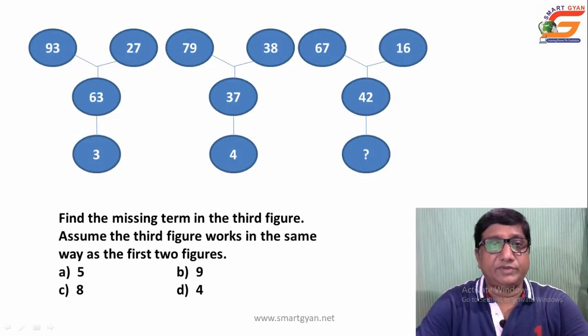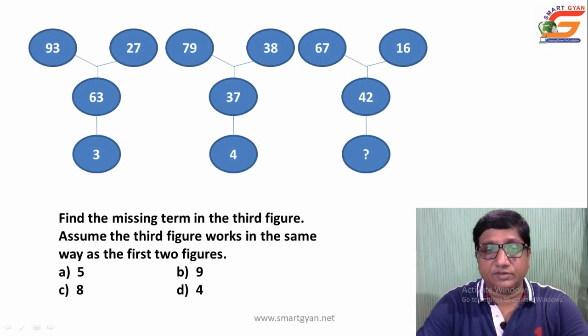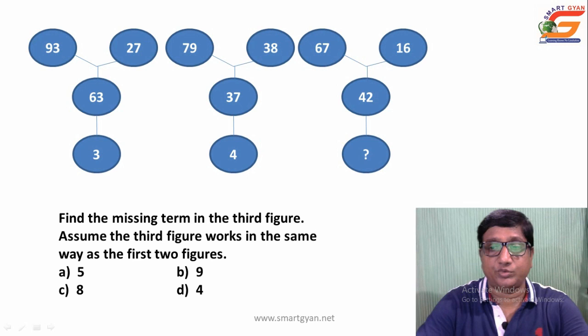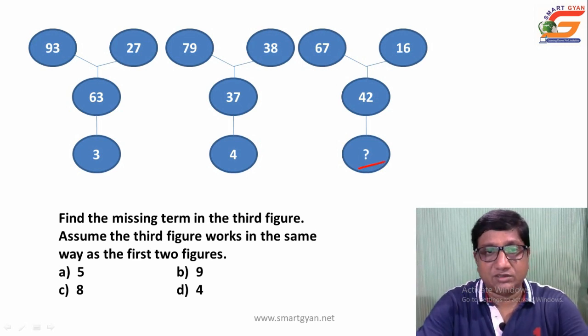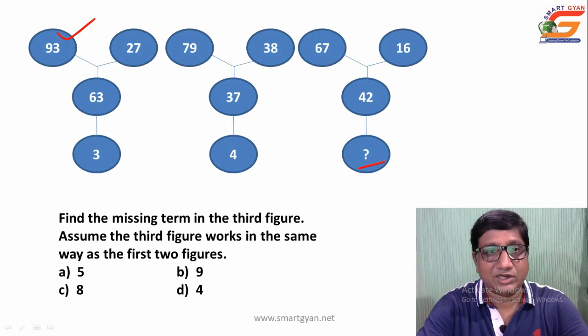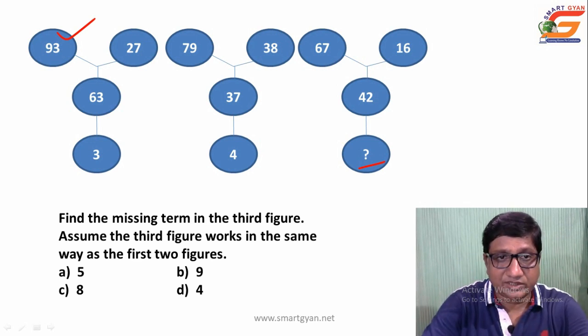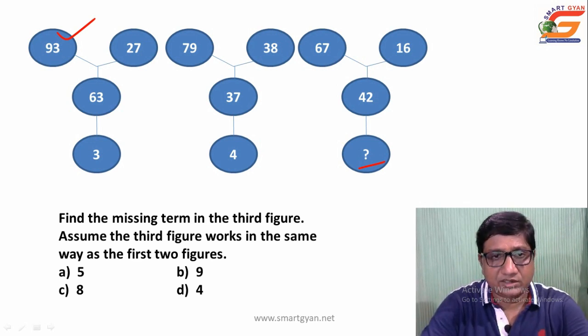is a completely different figure with interconnected circles. Find the missing term in the third figure. Assume the third figure works in the same way as the first two figures. Third figure, here it is given question mark. So first analyze the first figure, and if you observe the first figure, 93 is the highest number given in this network, in this figure. So 93 is the highest, and these are other smaller numbers than 93. So when this is there, it must come to your mind.